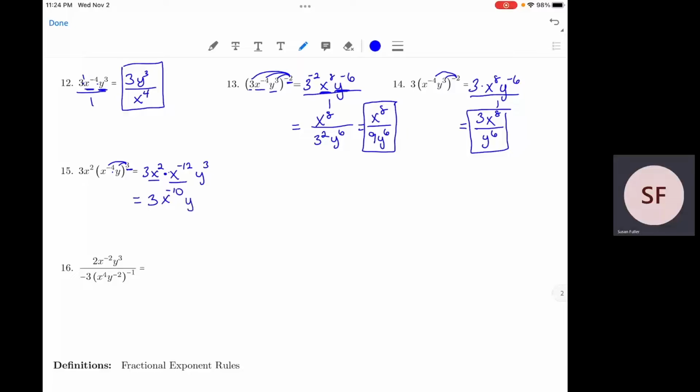And then I've got this y to the 3rd here. Because I have a negative exponent, I'm going to play should I stay or should I go? The 3 and the y to the 3rd power will stay. That x to the -10th will go to the bottom. And we are at 3y to the 3rd over x to the 10th.